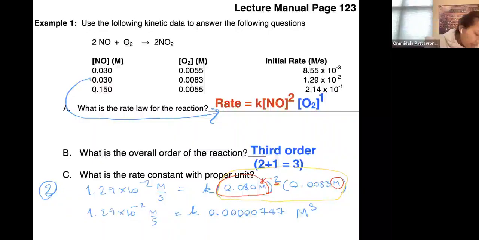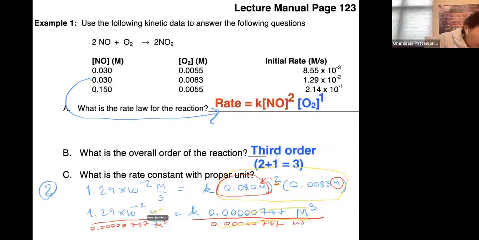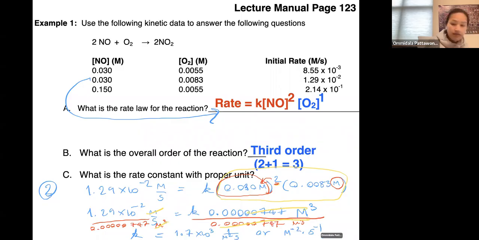The next thing is to divide both sides by this whole thing, and you are able to get rid of one of these molars. This is 1 M, this is 3 M, so eventually on the bottom you have M squared left. That means your K comes out equal to 1.7 times 10 to the third, 1 over molar squared times second. Another way to write the unit is M raised to negative 2 times second raised to negative 1.